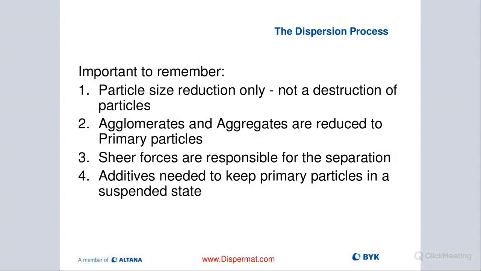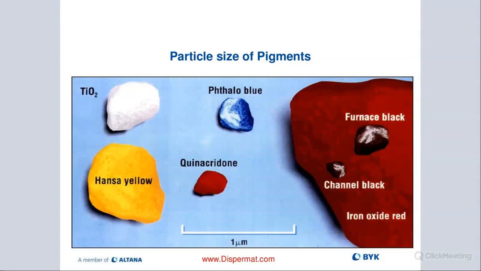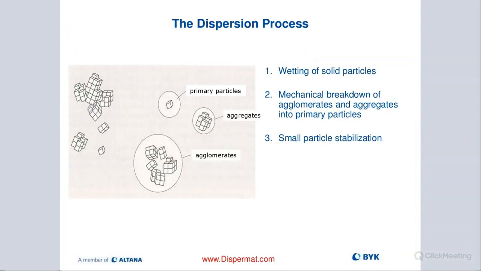And then again, the right additives are required to keep these particles in a suspended state so they don't flocculate back together. This slide kind of shows you the difference between the different pigment sizes. So I think it's kind of interesting, just giving you a quick look at what that looks like under the microscope. And then this slide here, I like it a lot. It really shows you in detail the different particle size clusters.